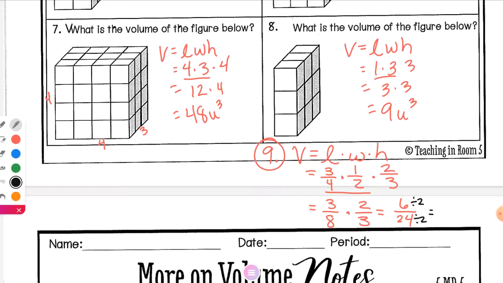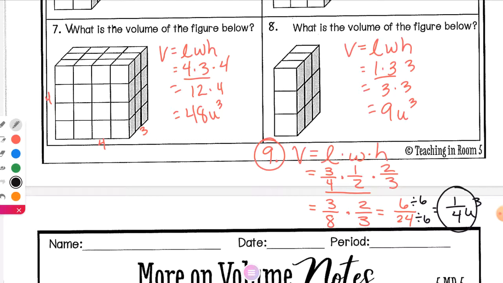Oh, sorry, she said 6. She was doing it quicker. That's okay. If you did 2, you would just then have to do 3. So divide by 6, divide by 6. What's 6 divided by 6? 1. What's 24 divided by 6? 4.